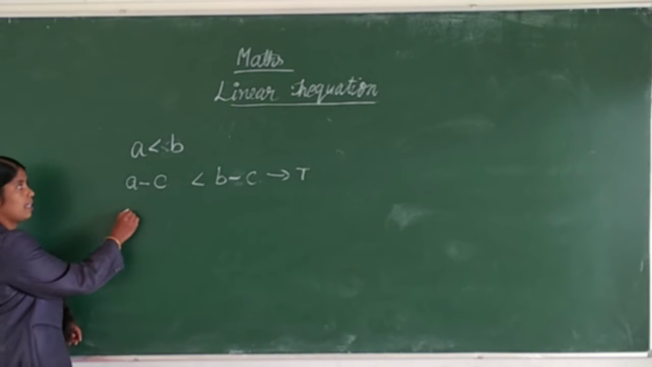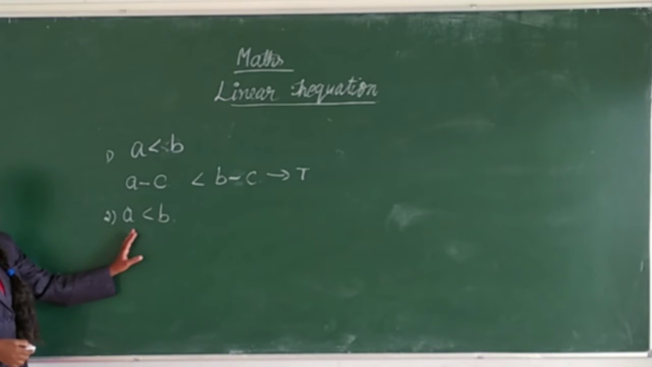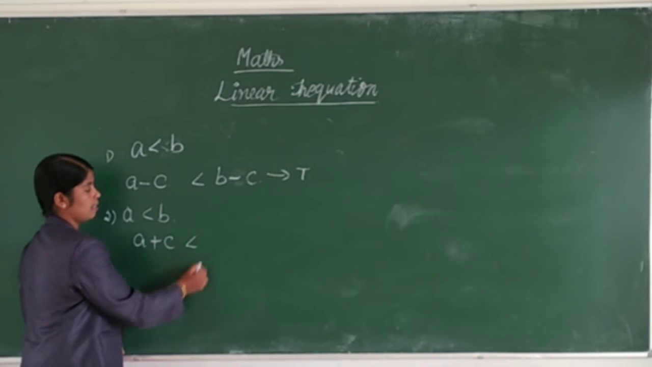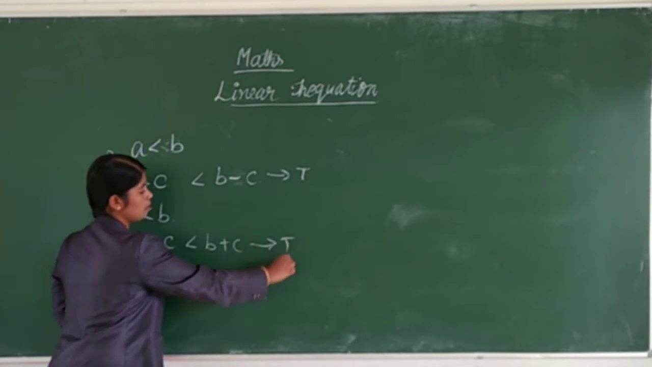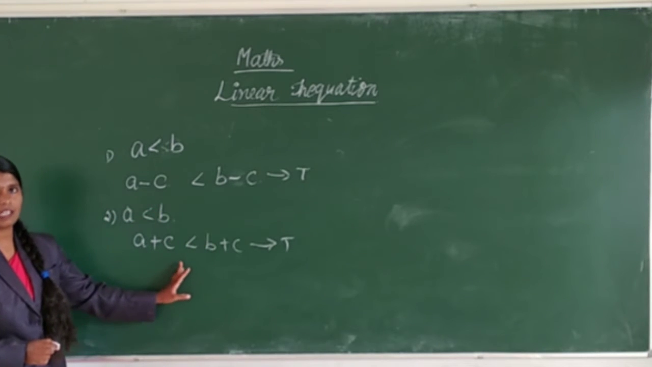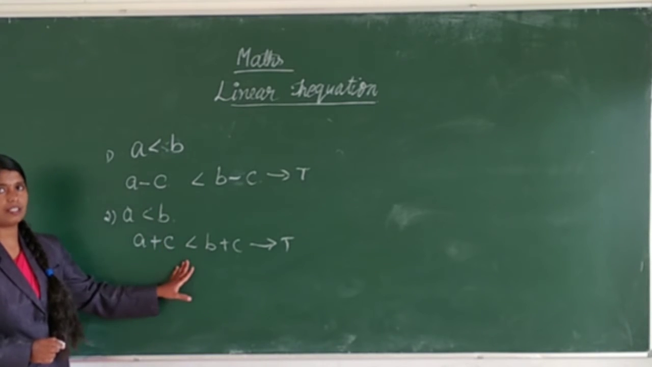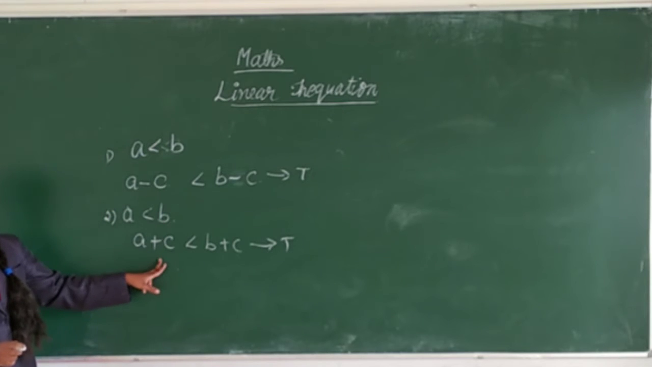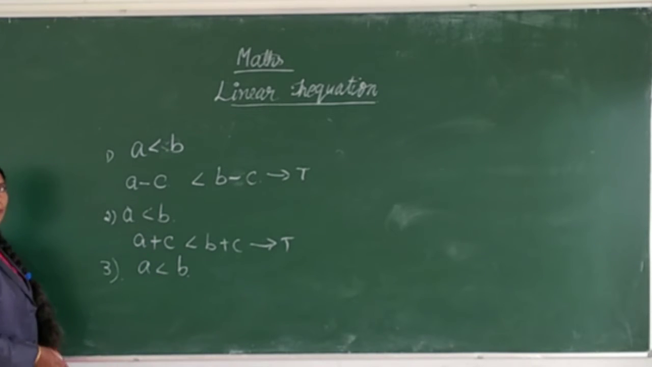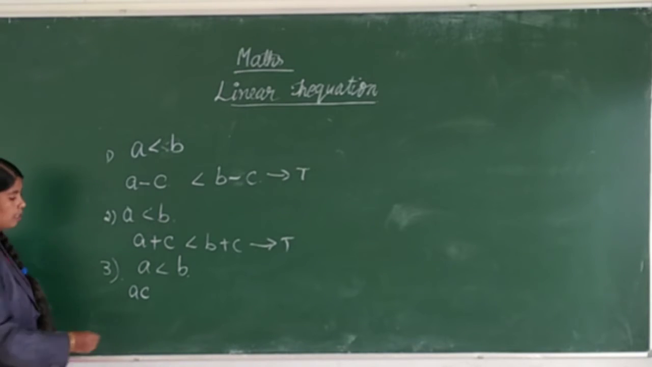And the second one, you can see A is less than B. If you add the same quantity on both sides, like A plus C less than B plus C, this is also true. If you add or subtract the same quantity on both sides of the inequality, the sign of inequality remains the same. There will be no changes in the sign. Hope you understand this too. Next, the third one, it is given A is less than B. If you multiply by some quantity, let me see here, C is multiplied on both sides.